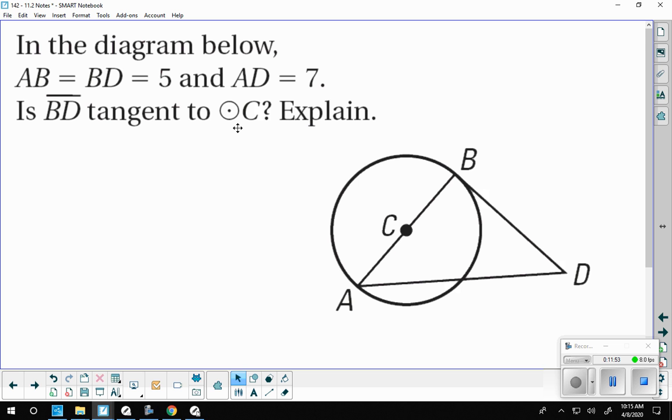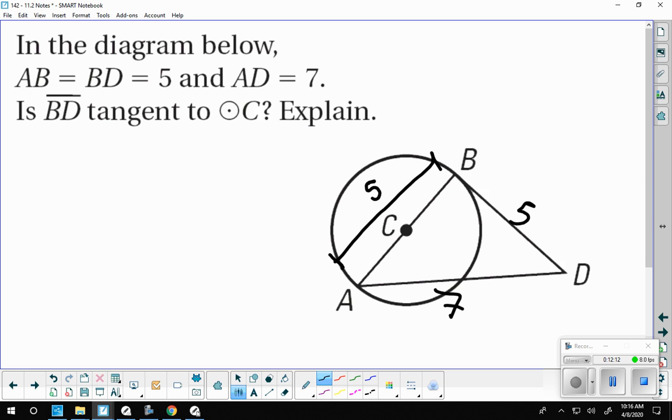So here's another example. They give you, let's see, AB and BD both equal 5. So from here to here is 5, and B to D is 5, and then they tell us that A to D is 7.